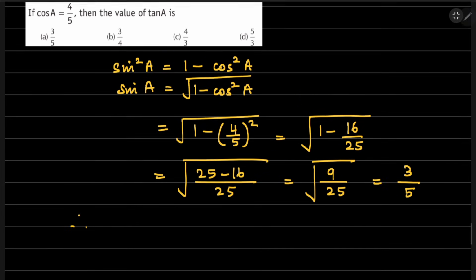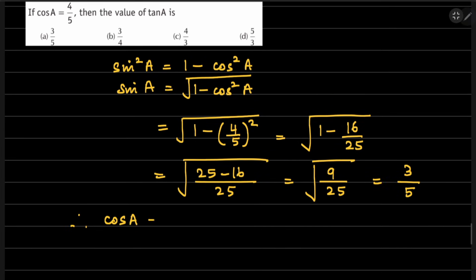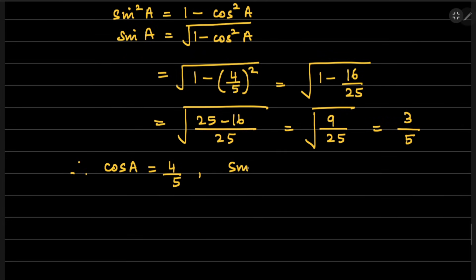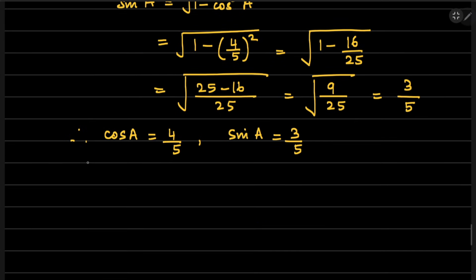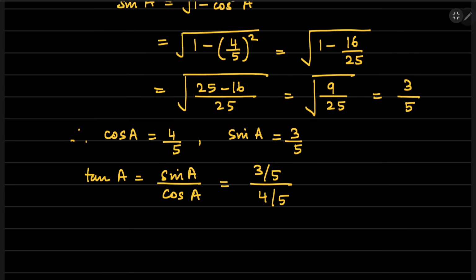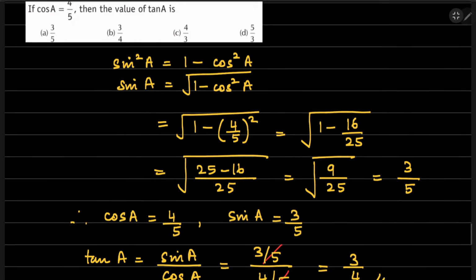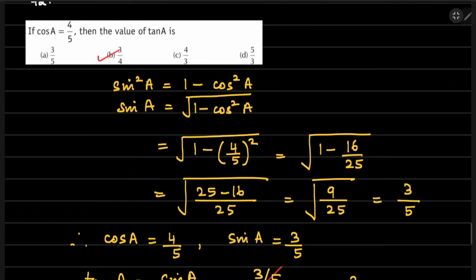You were given cos A in the question, that is 4 by 5. You have got sine A is equal to 3 by 5. What do you have to calculate? You have to find out tan A. What is tan A equal to? Sine A by cos A, which is equal to 3 by 5 divided by 4 by 5. So the 5s will get cancelled. This is equal to 3 by 4. That's your correct answer, 3 by 4. Option number B is the right answer.